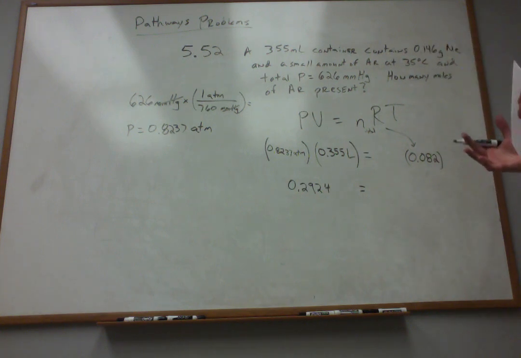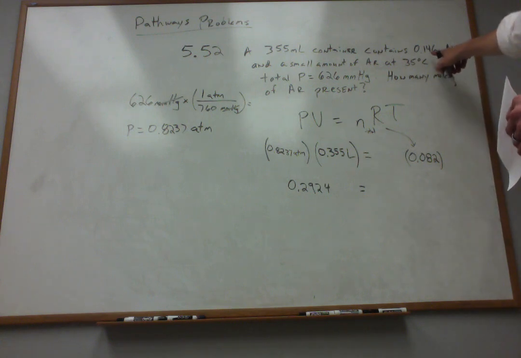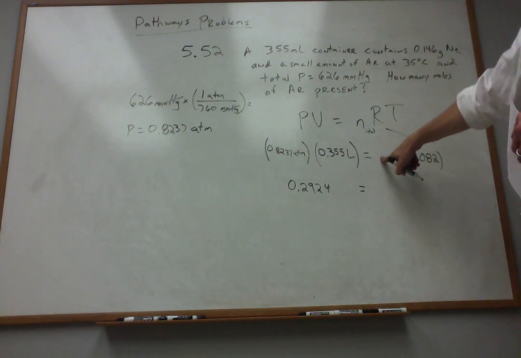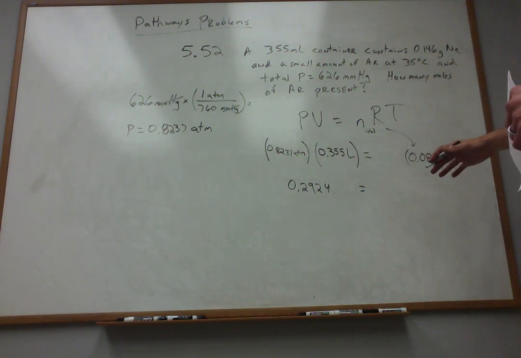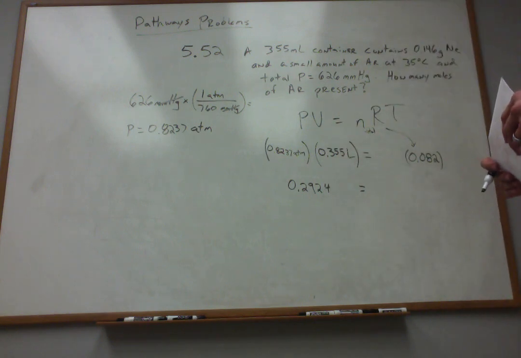But the thing is, in my container, I have argon mixed with neon. If I just solve for the number of moles of neon that's present and I plug that number here, I'm going to solve for basically, I could solve for maybe the pressure exerted by the neon, say for instance.